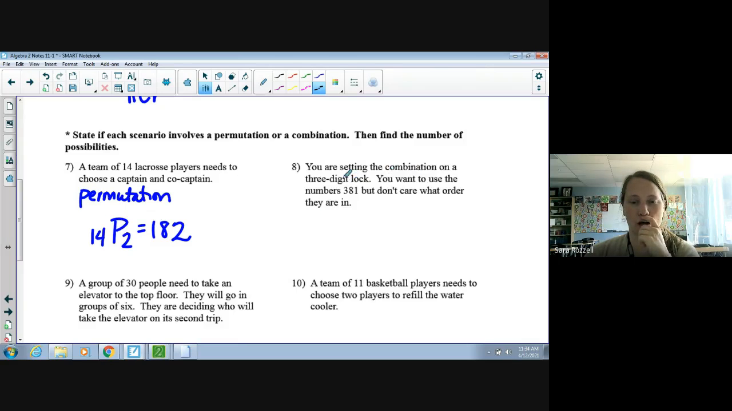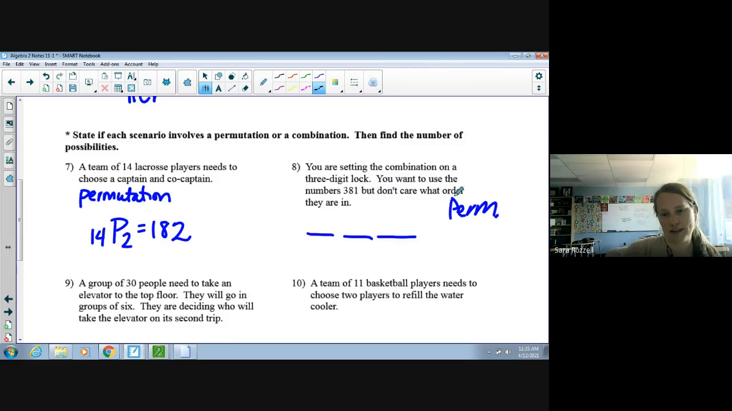Number 8, we want the combination of, we're doing a 3-digit lock. We want to use 3, 8, and 1, and we want to see how many different ways we can do 3, 8, and 1. We can't use them over and over and over again. I'm just going to do this one this way, and then I'll show you. When you're doing a combination lock, is the order of the numbers specific? 3, 8, 1 wouldn't be the same as 8, 3, 1, would it? It wouldn't both open it. So in this case, our order does matter when we're listing them. So it is going to be a permutation. I don't know why they said combination in there, but we need to know what order they're in.